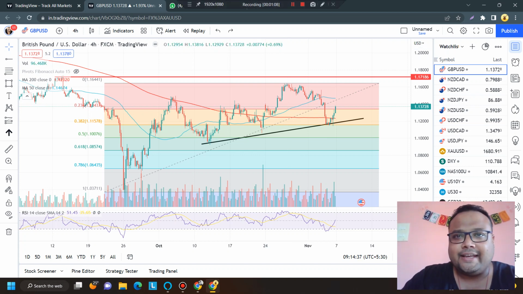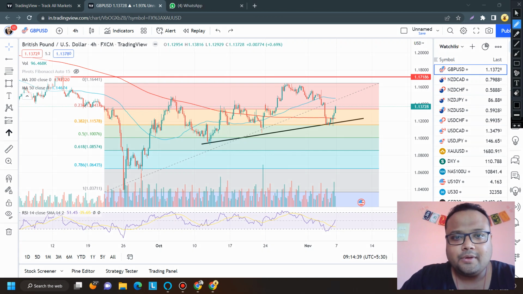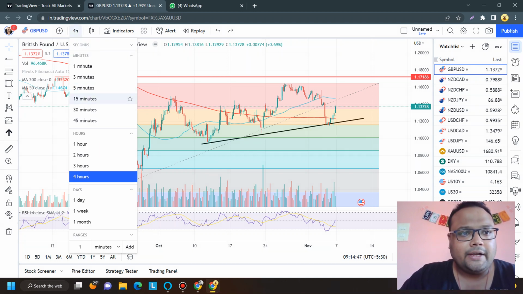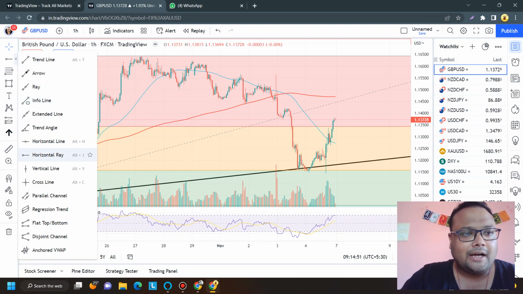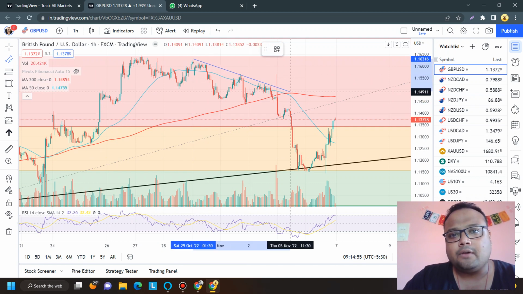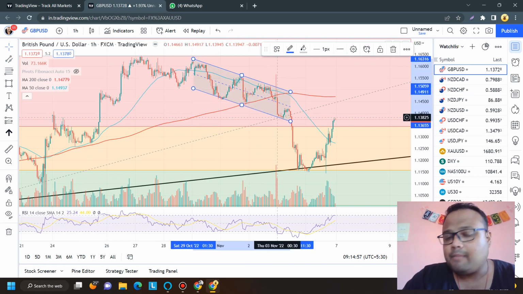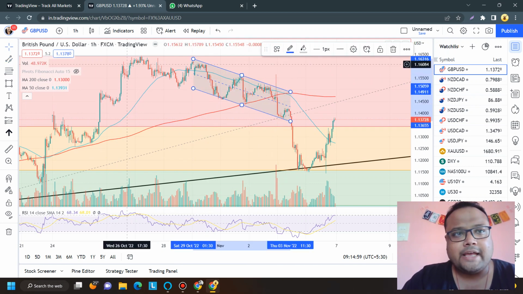So as we can see right now, GBPUSD is following the trend line here, and the trend line is acting as a dynamic support. Previously, if we analyze the structure of GBPUSD, it was following a downward channel, and the market broke the channel, and boom, there was a heavy fall.